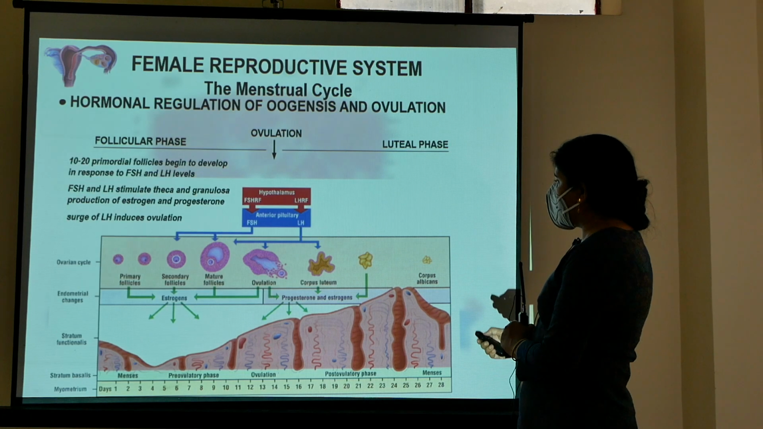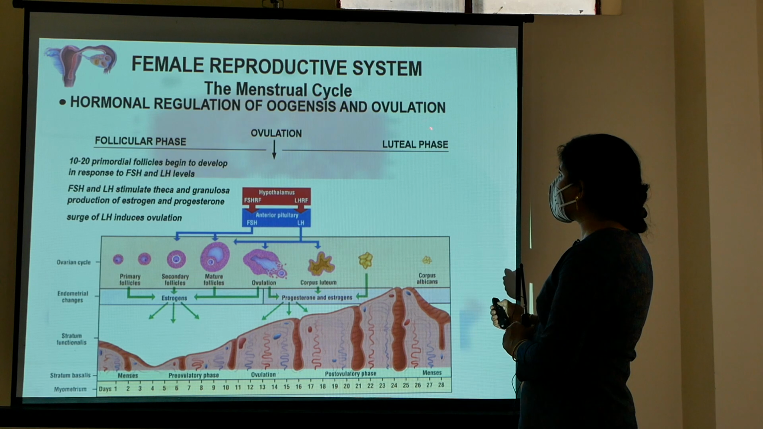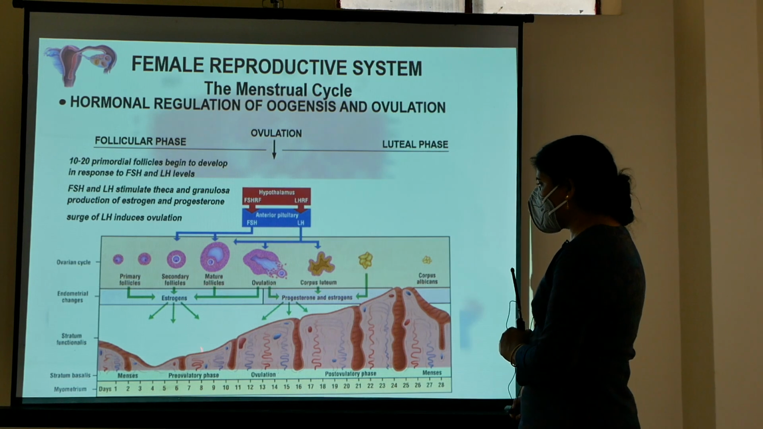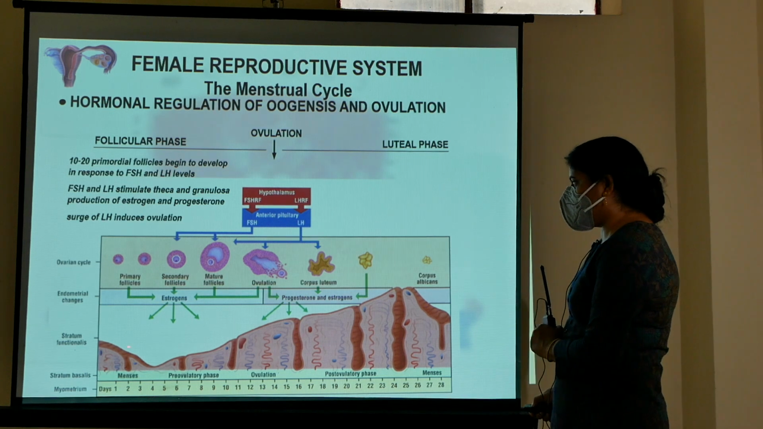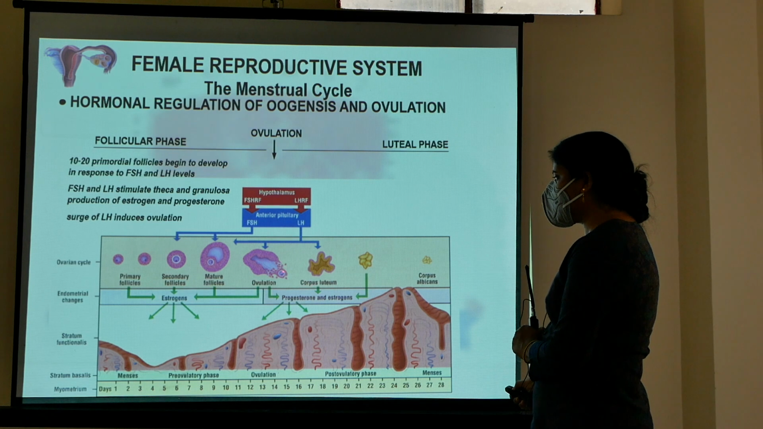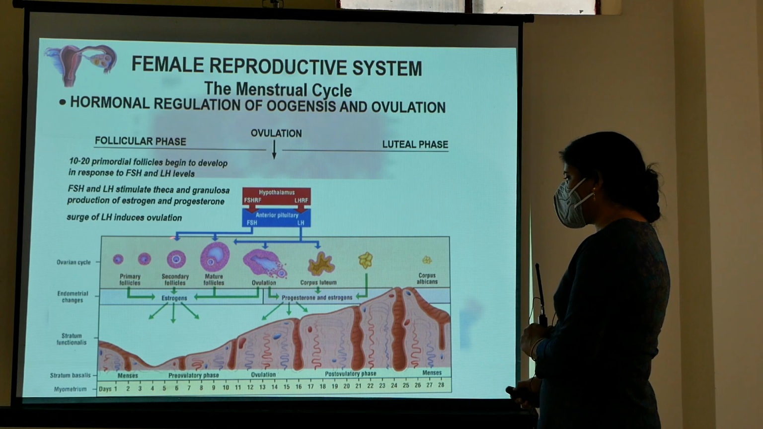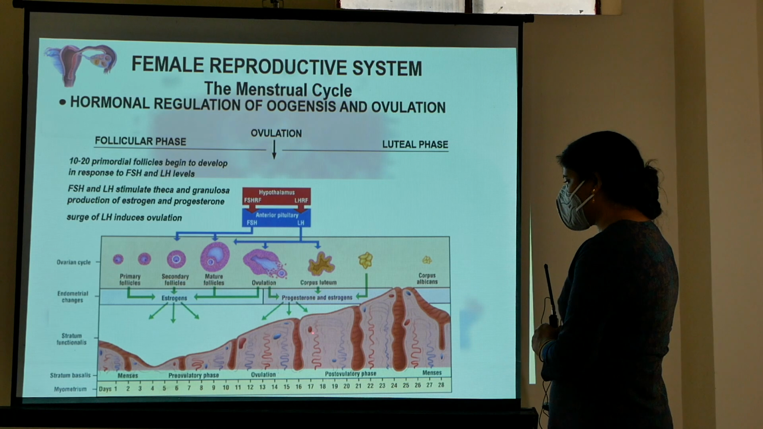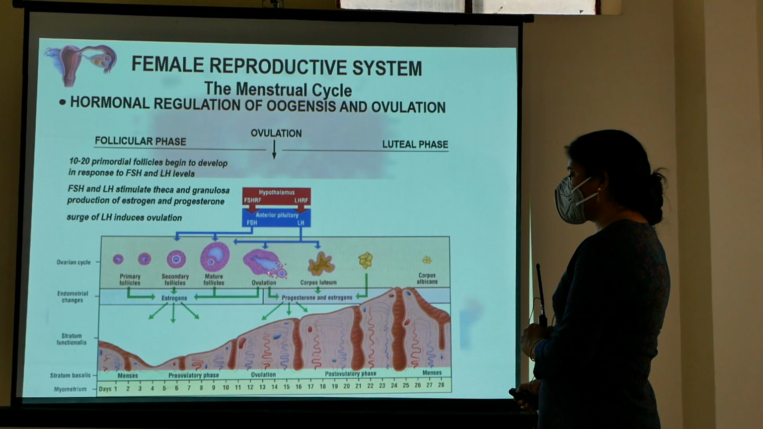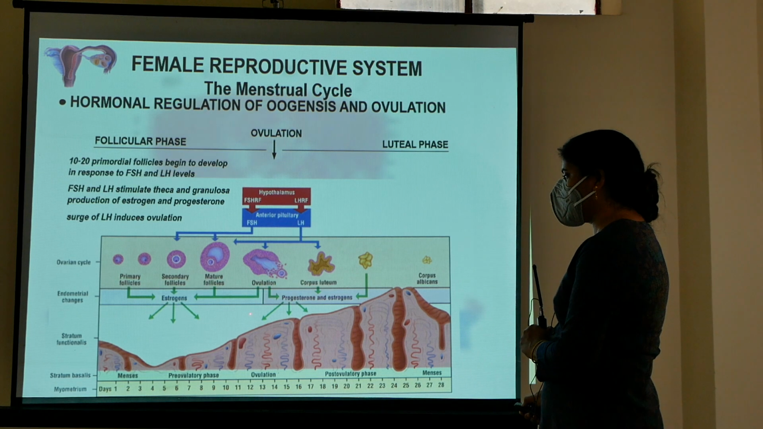So this is the hormonal regulation of oogenesis and ovulation. Here this is in coordination with the menstrual cycle also, so you need not confuse it with the follicular phase of the ovarian cycle. That is a separate story. The menstrual cycle takes place in the uterus. The ovarian cycle, the follicular phase, takes place in the ovaries. But simultaneously they are controlled by FSH, LH, estrogen and progesterone.